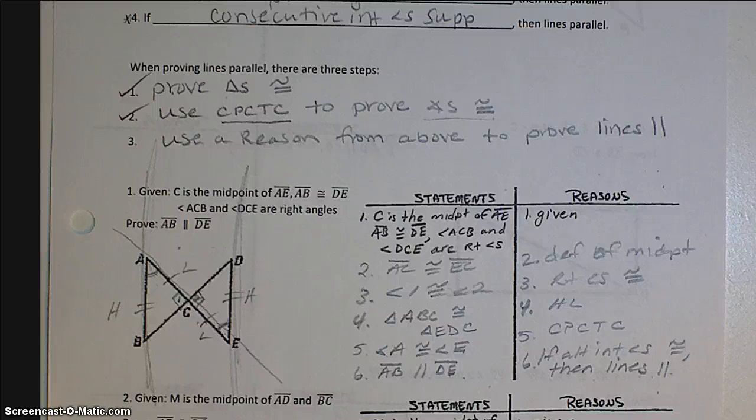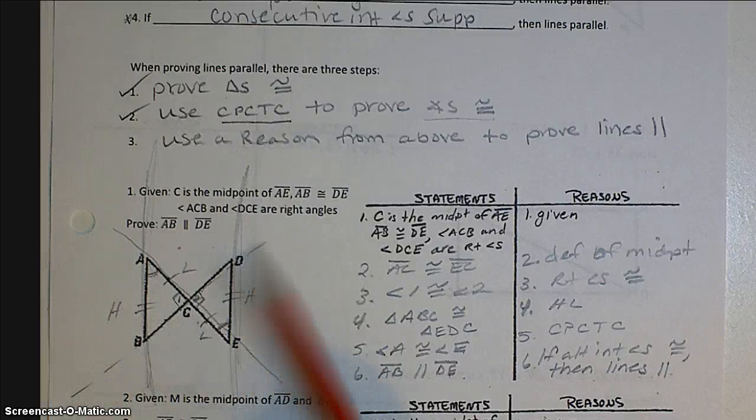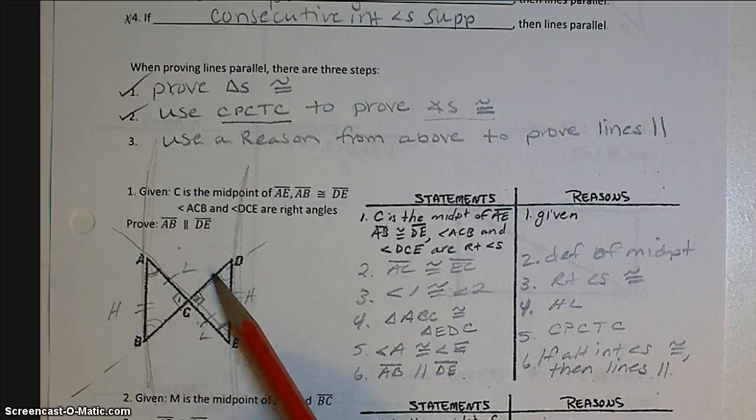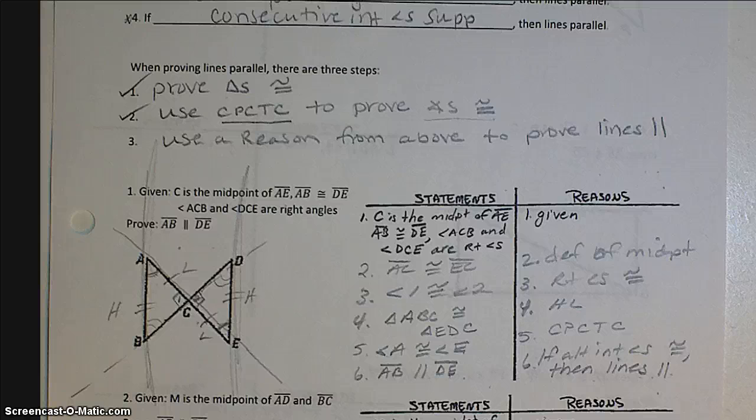Okay, not so bad. Is there another way that you could do this? Sure. Instead of using A and E, if I said that B and D were congruent, I would still have the same idea. So sometimes there's more than one choice.